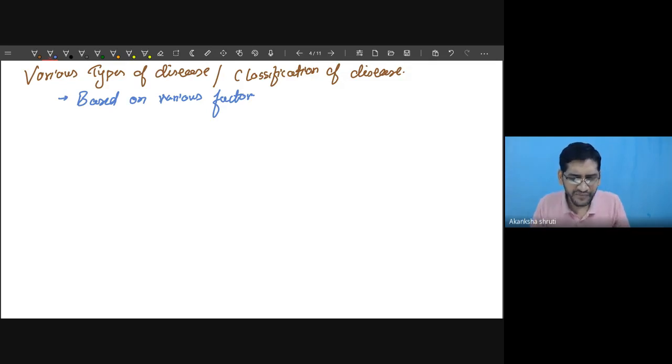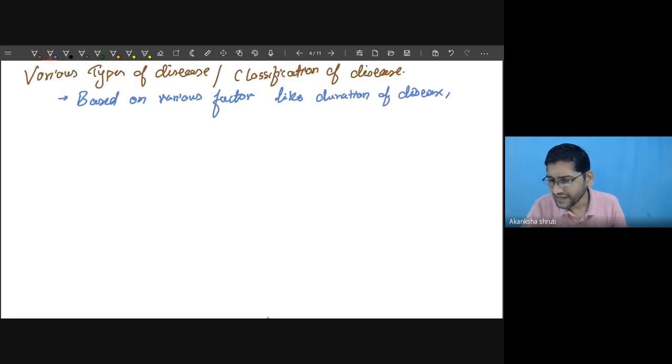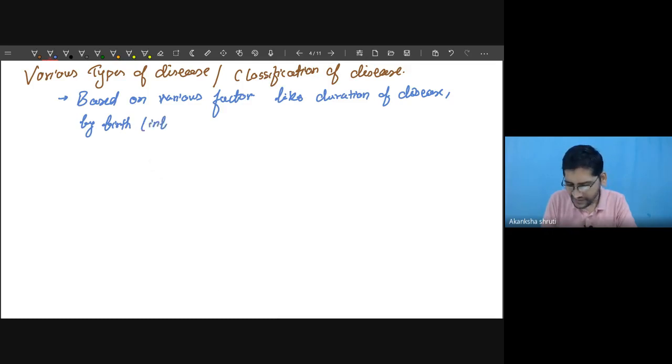So the first one is based on the duration of existence of a disease, that is, how long the disease persists in the body of a patient. So like duration of disease. Another is whether the disease is by birth, that is inborn, or the disease has occurred after birth.